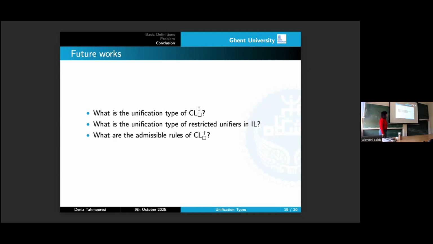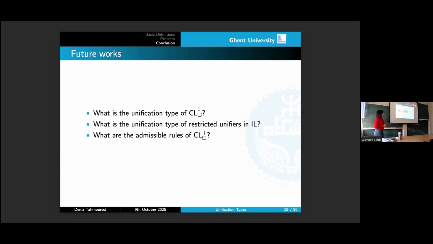As future work, we have in mind the question: what is the unification type of CL box? CL box plus has the weakness extension, but actually we also started with CL box at the beginning, without the necessitation rule. It is an interesting question to answer, because there we don't have the necessitation, where equivalency between formulas gives equivalency of box formulas. One question is what is the unification type of CL box only?